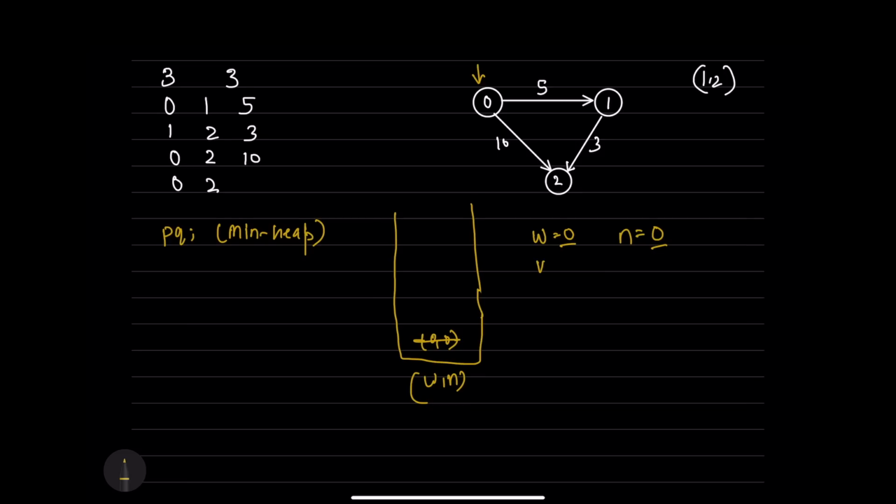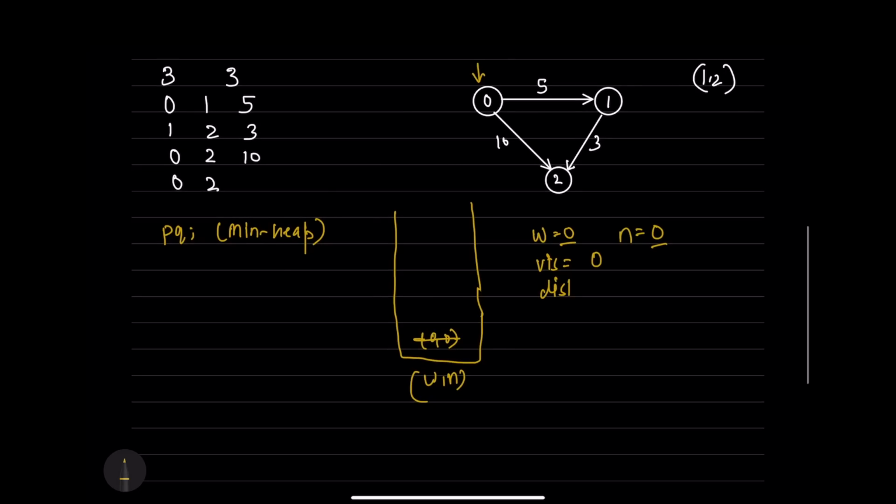If I have a visited array, just creating an approach like in an examination, I will mark 0 as visited, and the distance covered, the current weight, is 0. So yes, 0 has been added. Clear. Now I think we don't require any visited array here.